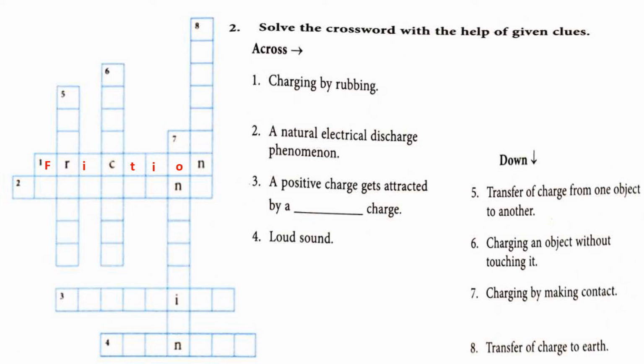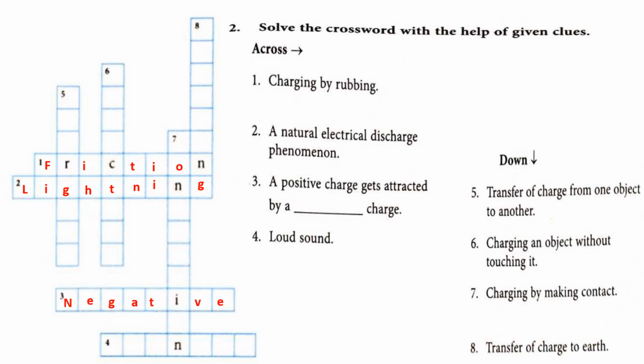Then the second one, a natural electric discharge phenomenon, which is also called, yes, lightning. Already N is the letter given there. So based on that, we can fill it. Third one, a positive charge gets attracted by a dash charge. A positive charge always attracts the negative charge. Here they have already given the letter I in the third one, if you observe. So we can write, based on that, negative charge.